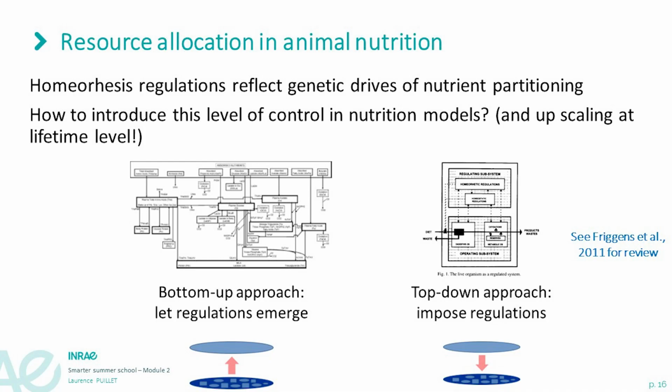So you have basically two different approaches in nutrition. The bottom-up approach: you put your modeling effort at a low level, the level of the biological function, and you let regulation emerge at the whole animal level. It's typically the model I presented earlier, a derivation from the Molly Dairy Cow model from the US. You have all the biochemical representation, and at one point something will happen and regulation will emerge.